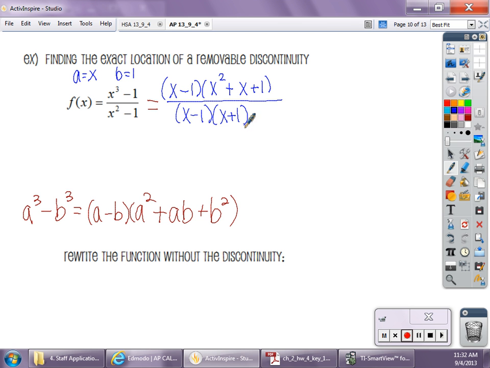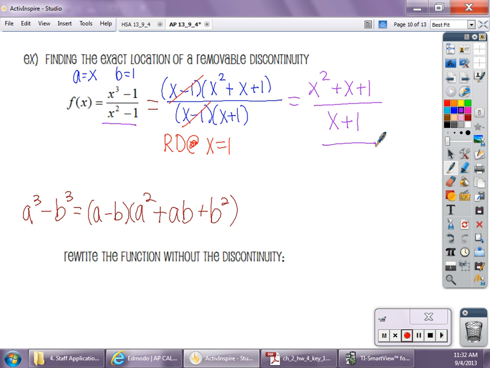So what happens to your x minus 1s? They're going to cancel. You have a removable discontinuity at x equal to 1. What did it simplify to? X squared plus x plus 1 all over x plus 1. So, what is the difference between graphing this original and graphing the simplified? What's the difference? The hole is gone. That's the only difference. Everything else looks the same.